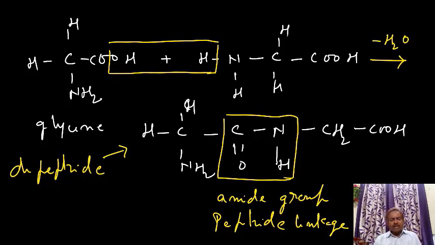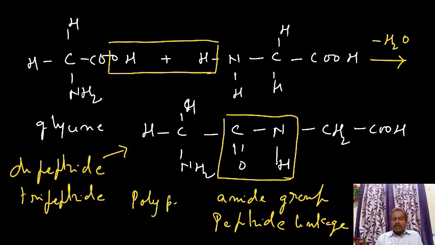If three amino acids combine, we call it a tripeptide. If four amino acids combine, we call it a tetrapeptide. If more and more amino acids combine to form peptide linkages, that is referred to as a polypeptide. Now keep this point in mind that amino acids of the same type or different types combine to form polypeptide linkages. So these polypeptide linkages are present in proteins.